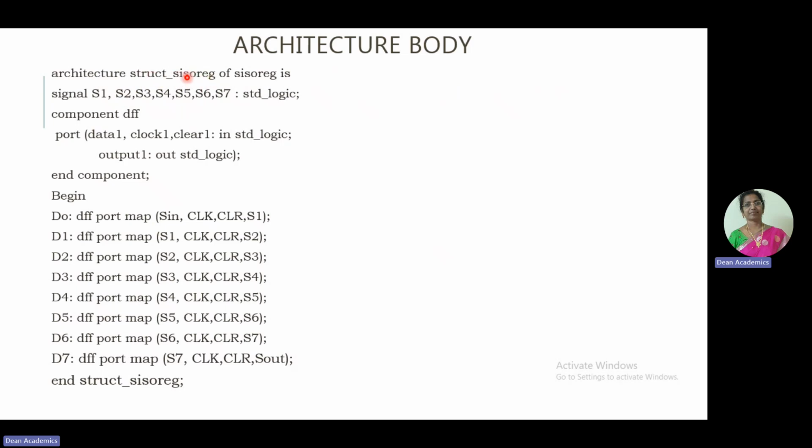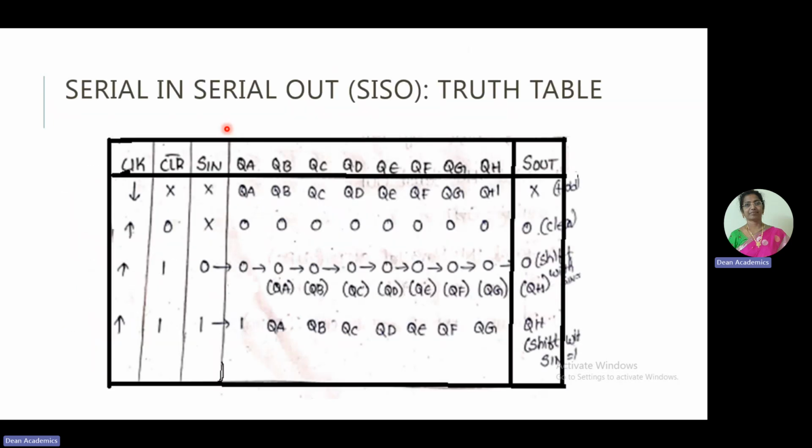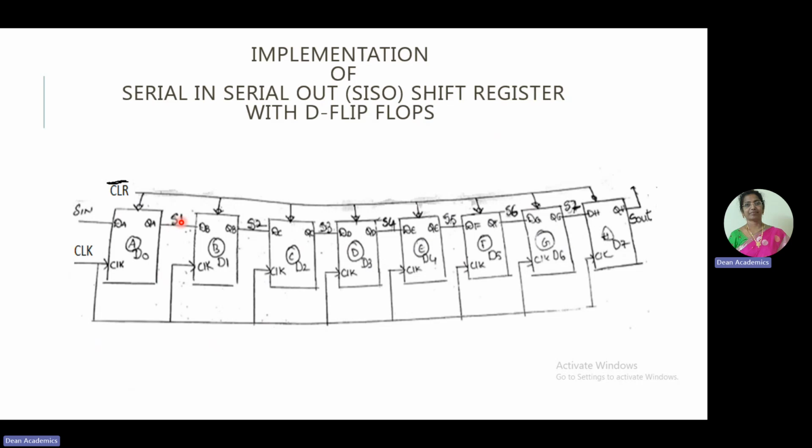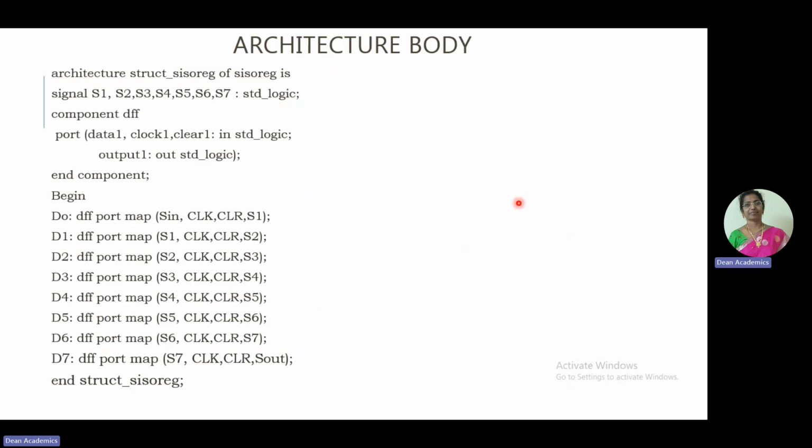So I have given the name of the architecture like this, of entity name SISO register is, and we have intermediate signals. I have shown you signals S1, S2, S3, S4, S5, S6, S7. All these are standard logic type signals. D0 to D1, signal S1 is there, D1 to D2, S2 is there, right? For your convenience, once again, I will show this is S1, S2, S3, S4, like that up to S7. So these are the signal declarations we have to make here.